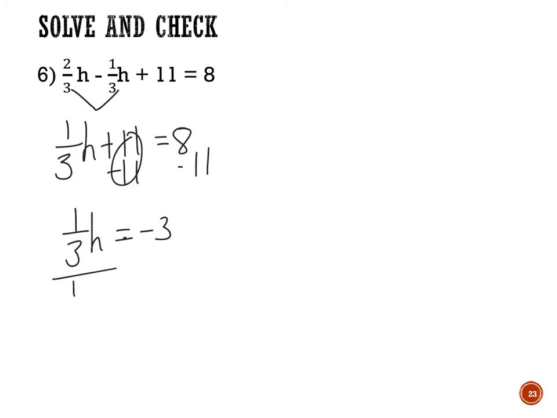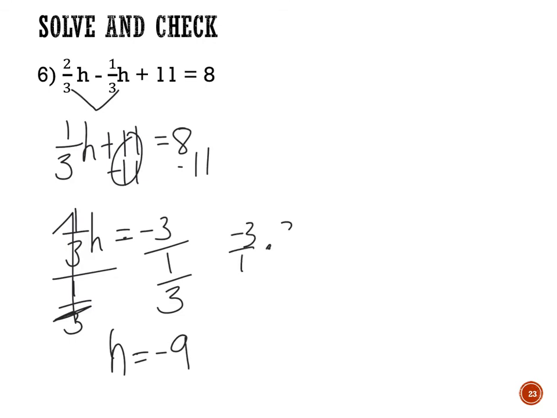I'm now going to divide both sides by 1/3. That gives me 1, because that will give me my h by itself. So negative 3 divided by 1/3 equals negative 9, and h equals negative 9. To get this, you will make a fraction, and you multiply by the reciprocal. So negative 3 times 3 equals negative 9 over 1.